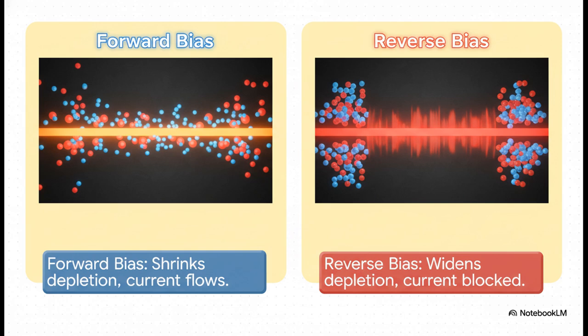But if we flip the battery, a setup called reverse bias, we pull those carriers away from the junction. The depletion region widens out, acting as a massive roadblock. Current is completely blocked, well, at least until we push the voltage so incredibly high that the atomic bonds violently break in what's known as an avalanche or Zener breakdown.